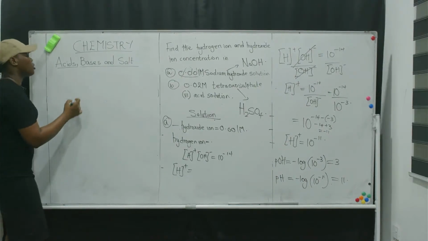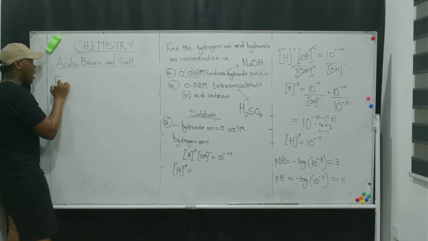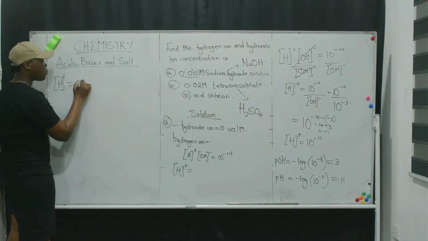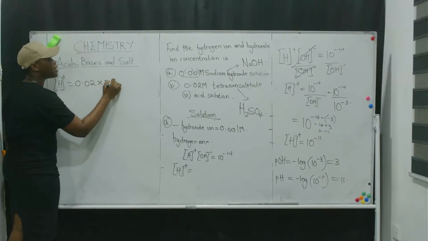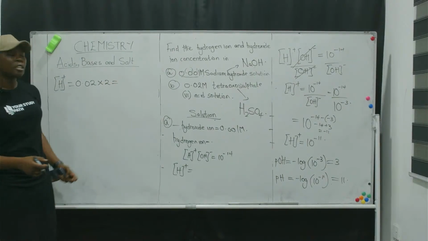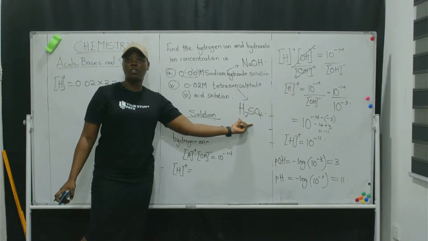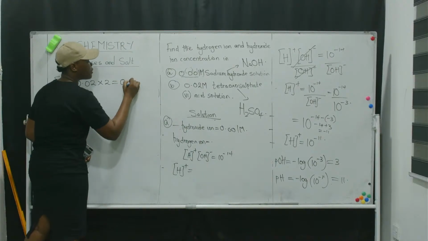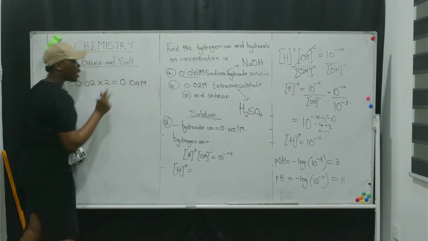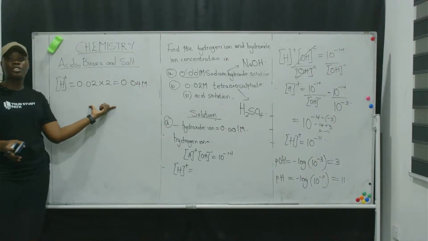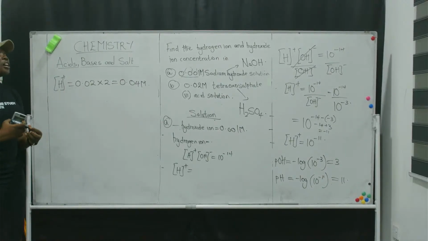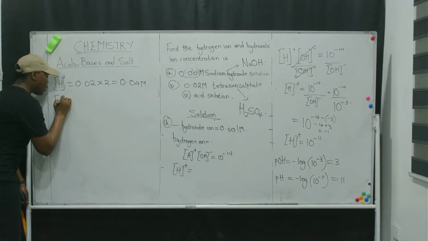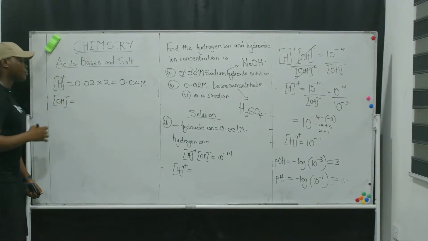So the first thing we can calculate is hydrogen ion concentration, right? That value, which is 0.02, we have to multiply it by 2. Why are we multiplying it by 2? Because of the compound, because it is dibasic. And so this will give 0.04 molar. And so that's the concentration of the hydrogen ion. Now let's find the concentration of the hydroxide ion, OH minus.